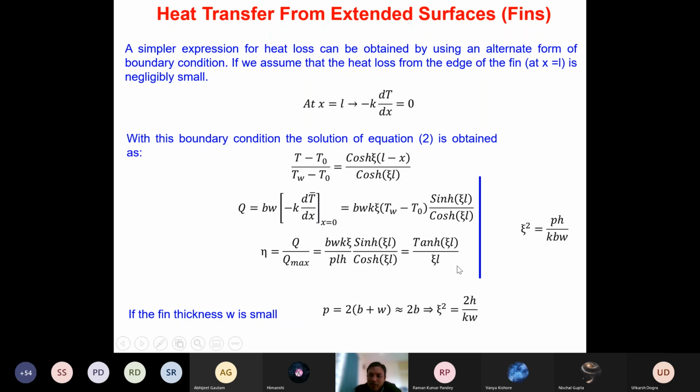Again, here zeta is what? Zeta we have defined earlier, zeta square is defined as pH by kBW. Now, in this case, we can say that this width is very small, so P will be just 2B. So zeta square will be given as 2H by kW directly. These are the simplifications. Okay, so let's move to the next interesting case.